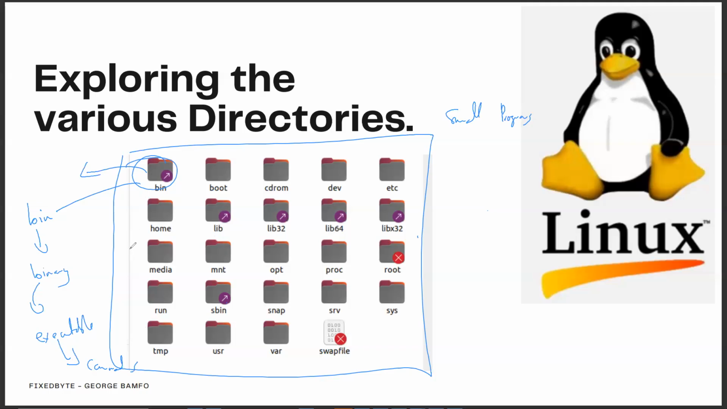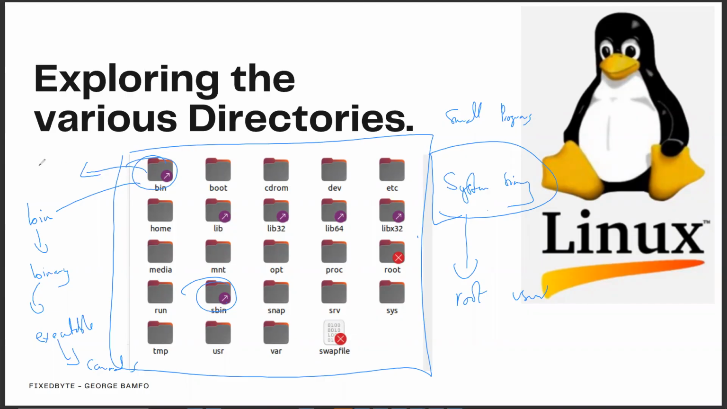Another example, or another fashion of the bin, is the sbin. sbin is just referred to as system binary. With system binary, we're talking about things that can be done, but can only be done by somebody with a higher privilege, like a root user. So not everything is allowed on the system. It is only the things that are supposed to be done that will be done by a particular user.